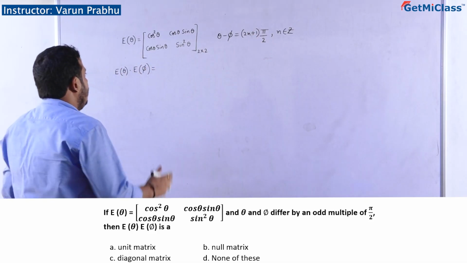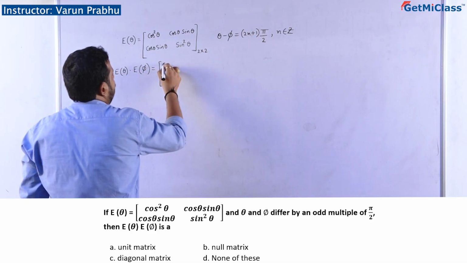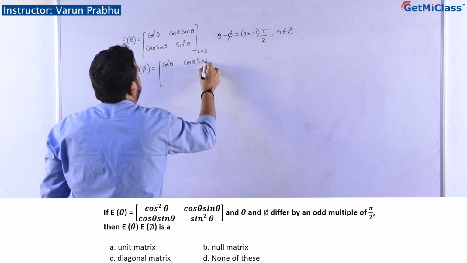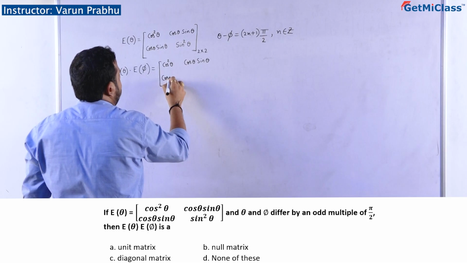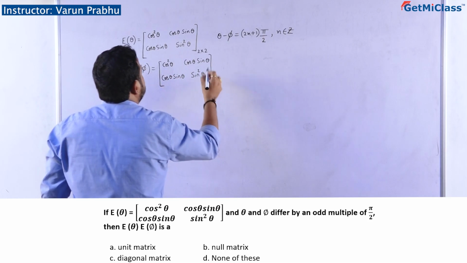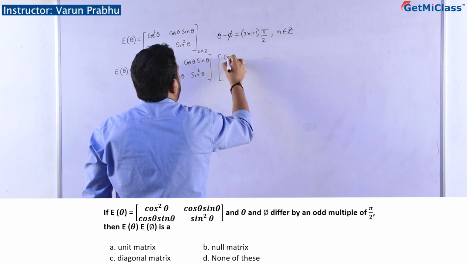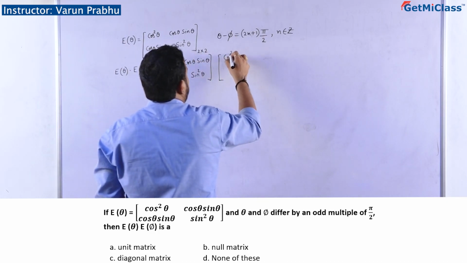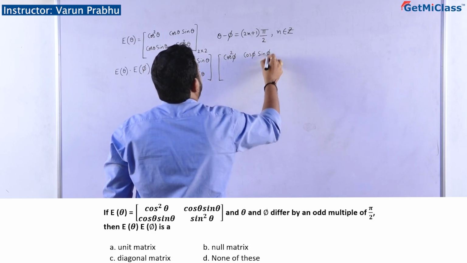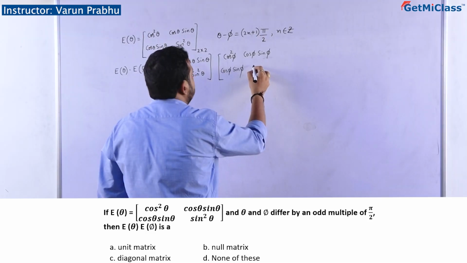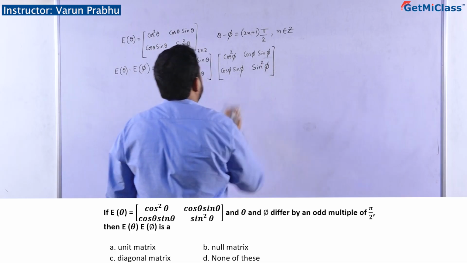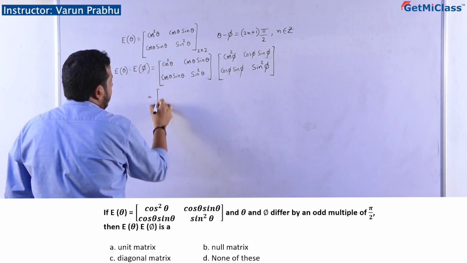Now E of theta into E of phi is what is asked. E of theta is cos squared theta, cos theta sin theta, cos theta sin theta, sin squared theta. Similarly, E of phi is cos squared phi, cos phi sin phi, cos phi sin phi, sin squared phi. So now we will multiply this.